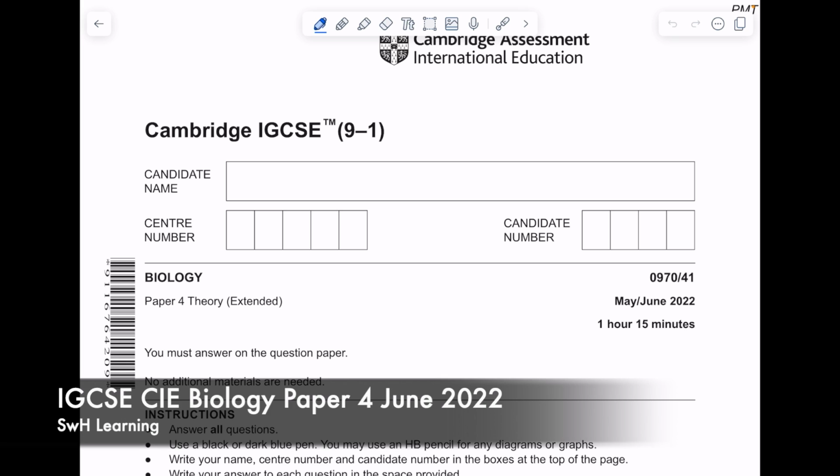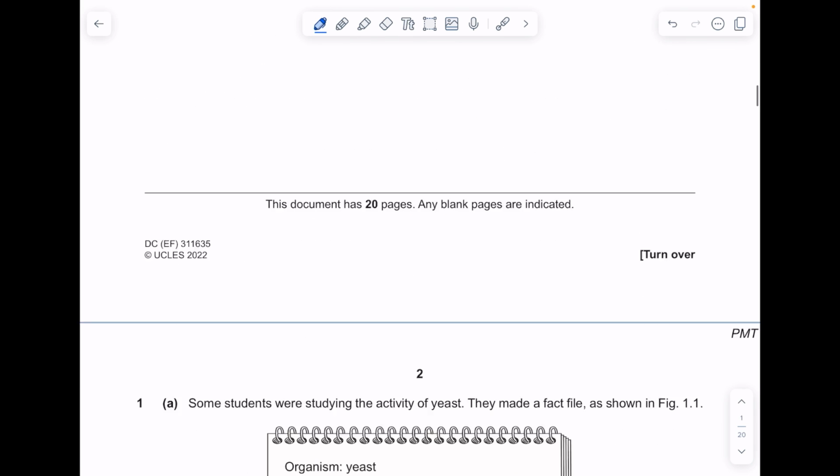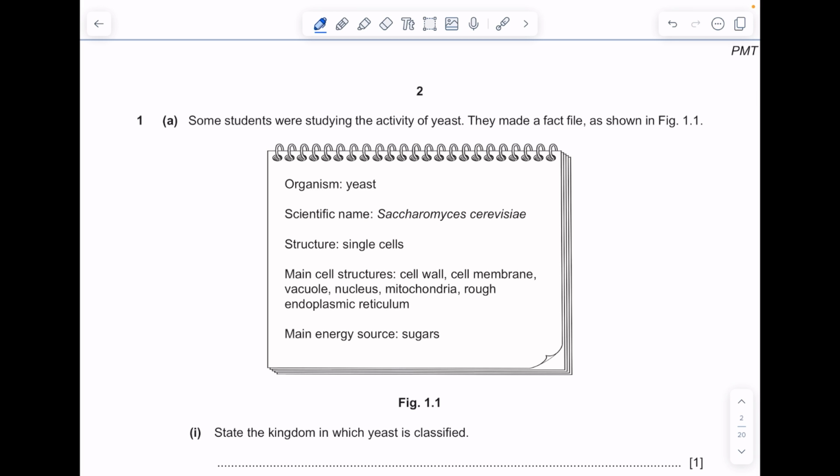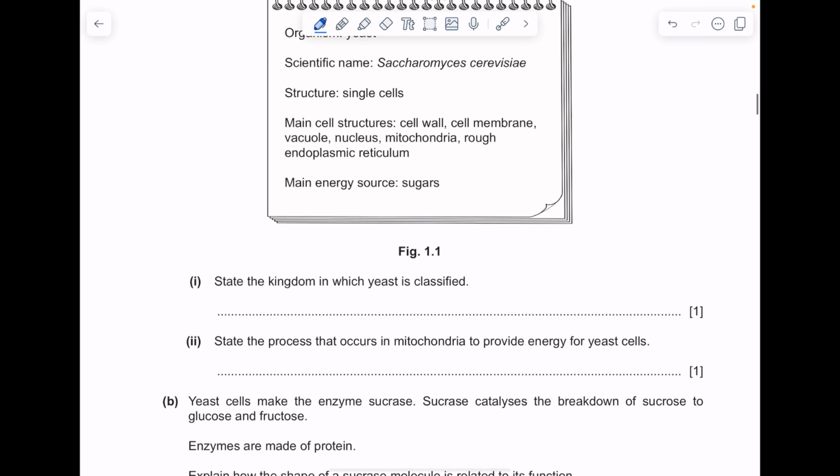Today I'm doing a Cambridge IGCSE past paper talk through of Biology Paper 4 Theory Extended from June 22. Some students were studying the activity of yeast. They made a fact file as shown. State the kingdom in which yeast is classified. It is fungi.